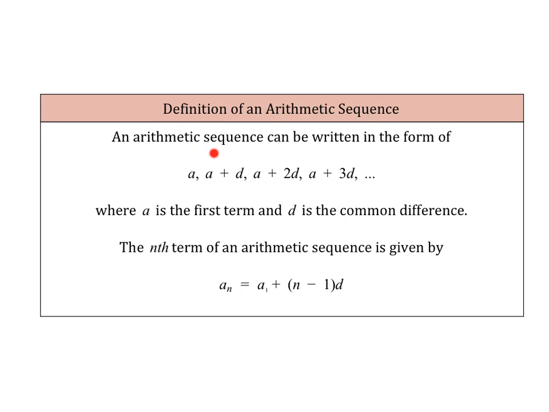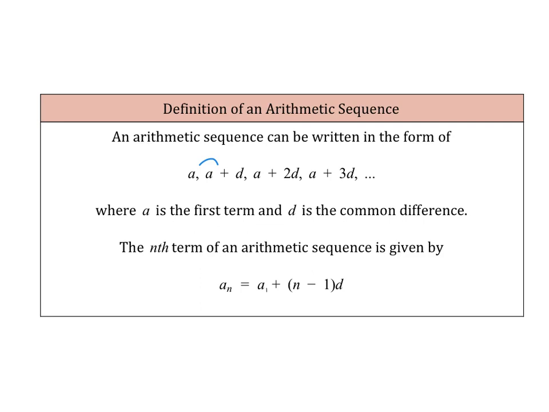So an arithmetic sequence is a sequence that can be written in this form: a, a plus d, a plus 2d, a plus 3d. You'll notice that each time from here to here I'm adding d, and then from here to here I'm adding another d, and from here to here I'm adding another d.